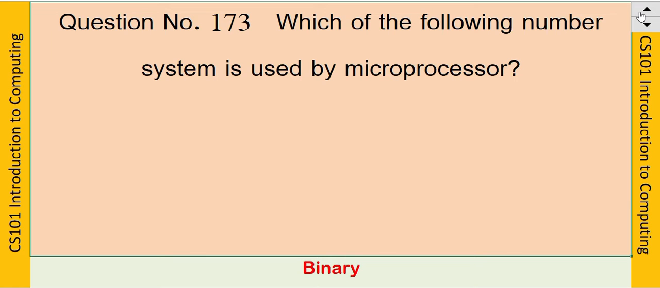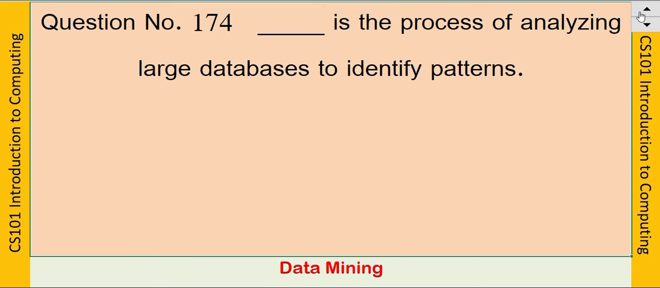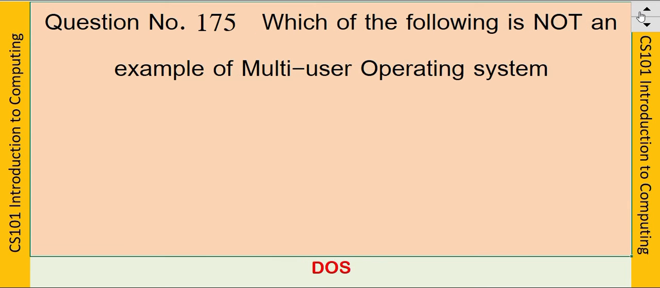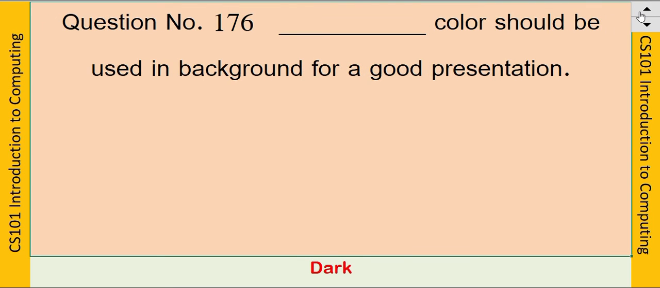Which of the following number system is used by microprocessor? Binary. Data mining is the process of analyzing large databases to identify patterns. Which of the following is not an example of multi-user operating system? DOS. Dark colors should be used in background for a good presentation.